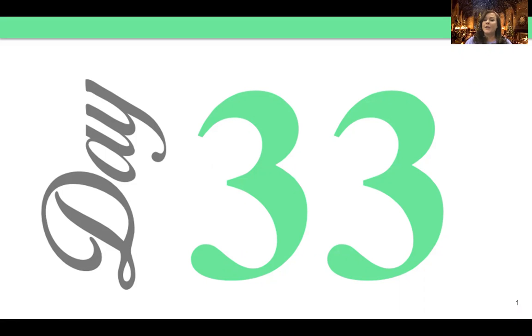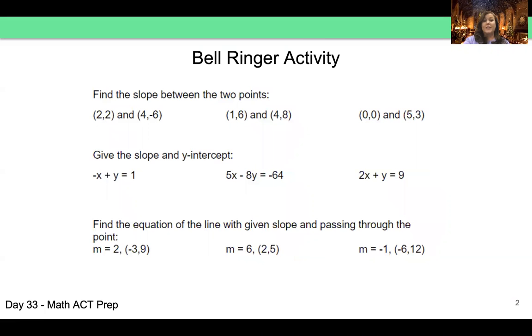Hopefully you have your bell ringer or you've got a sheet of paper so that you can work on it. So on our bell ringer today, they're wanting you to find the slope. This is something you need to know how to do. Remember the equation. Hopefully you're already remembering it.